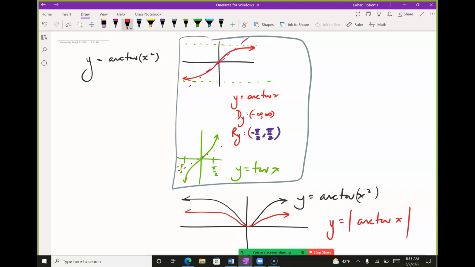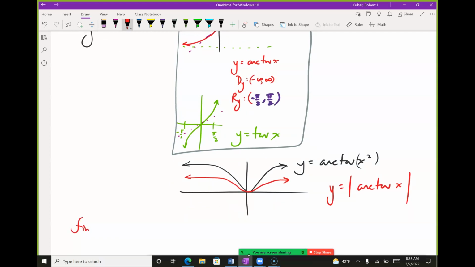Would arctan x squared just look the same? So the black is arctan x squared, and the absolute value of that would just look the same. Exactly, because it's already positive. If I put the absolute value on arctan of x squared, it wouldn't change a bit. Nice.